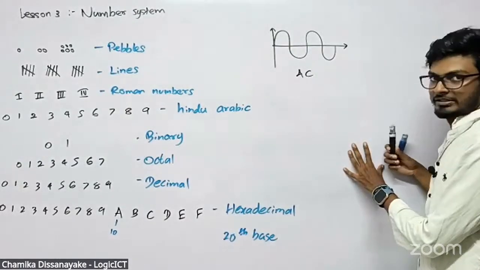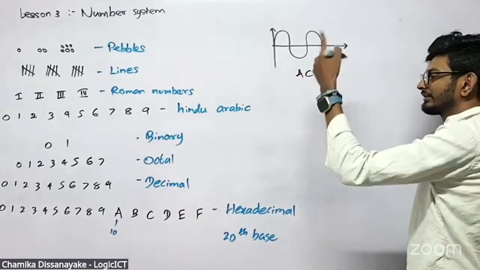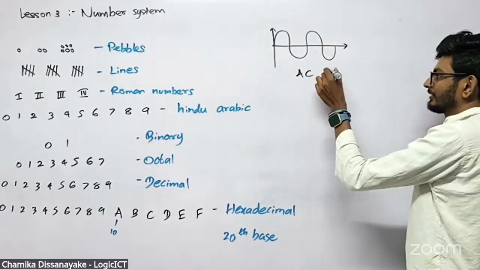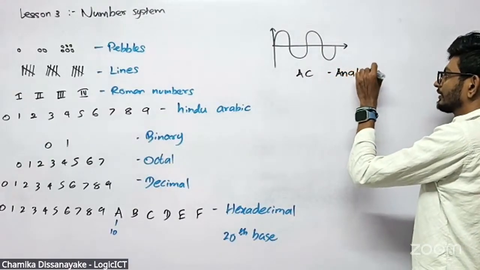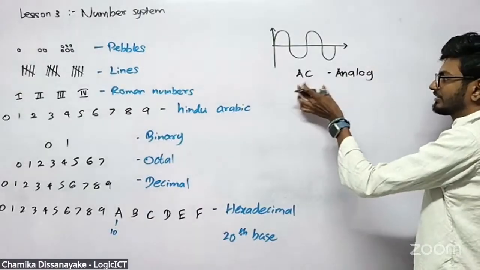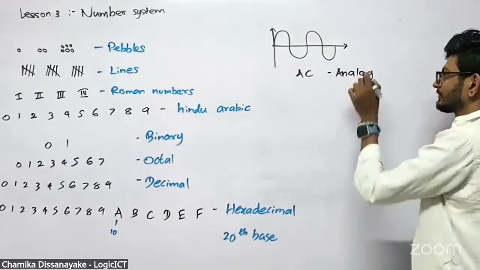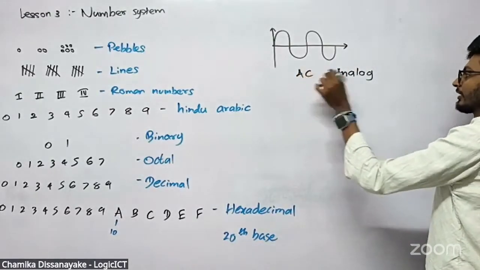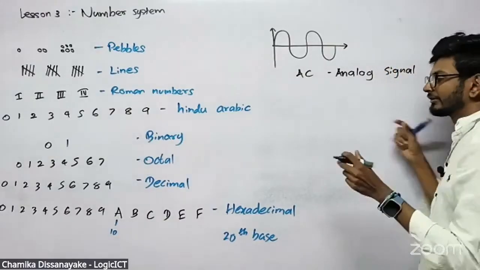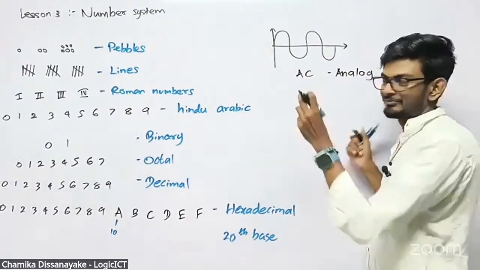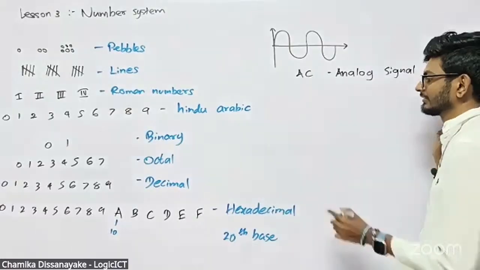There is one current type that is AC. And also there is one signal type that we can call the analog signal. AC and analog are the same graph. AC means alternating current, and analog signal means analog signal. Both of them use the same graph. That's why I have written this one.